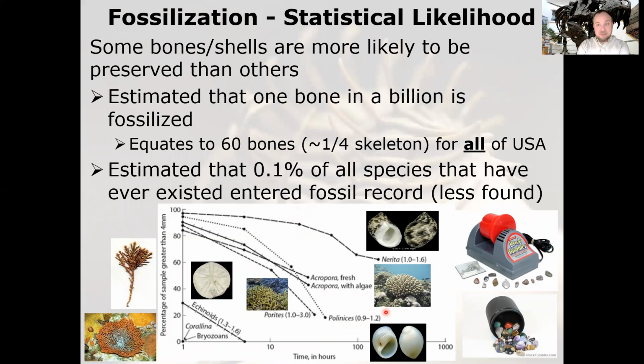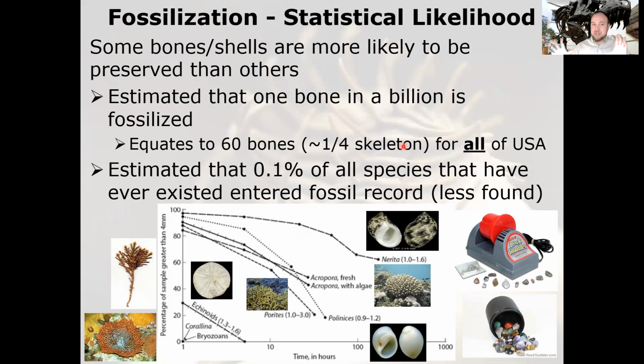So how likely is it that something becomes a fossil? The answer is not very likely at all, due to all of those factors that we just talked about. Now remember that some bones or some shells are more likely to be preserved than others. Something, again, that's very robust, like a jawbone or teeth, pretty highly likely, or at least more likely to be in there. An estimate that's commonly cited is that about 1 bone in a billion, billion with a B, is fossilized. So if we think about the entire population of the US, so what is it, 330 million people, something like that, we all have 200 some bones.